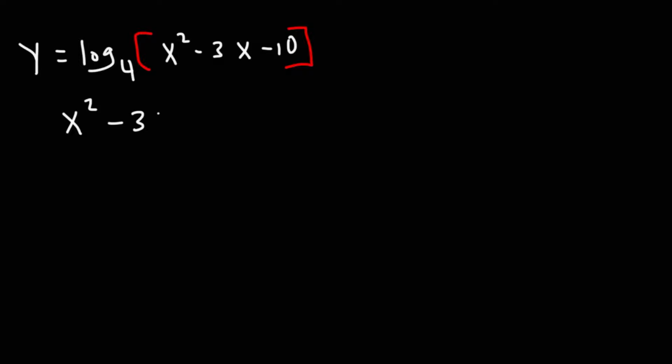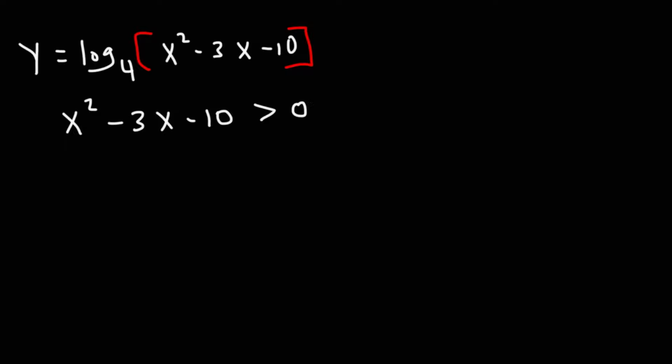Now let's try this problem. Let's say we have y is equal to log base 4 of x squared minus 3x minus 10. Go ahead and try this problem. So what we're going to do, like always, is we're going to set the inside part of the function greater than 0.